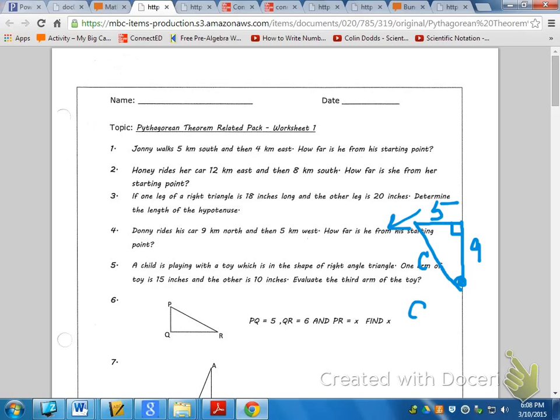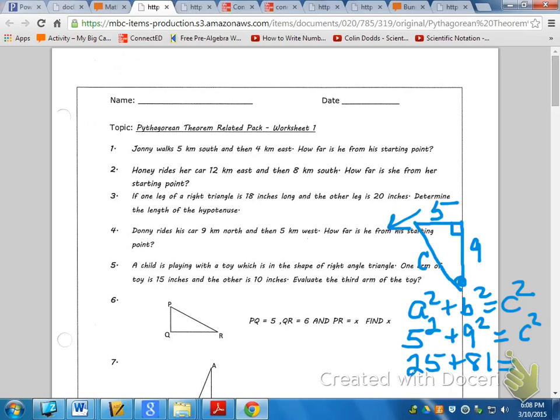So we're going to do a squared plus b squared equals c squared. We're going to say 5 for A and 9 for B, but remember those are interchangeable, and we're looking for C. So 25 plus 81 equals C squared. And now I'm going to run out of room, so I'm coming up here, and we're going to say that 106 equals C squared. So we know he's not 106 kilometers from his starting point, but we are going to square root this. And at this point, you would be more than welcome to use a calculator.